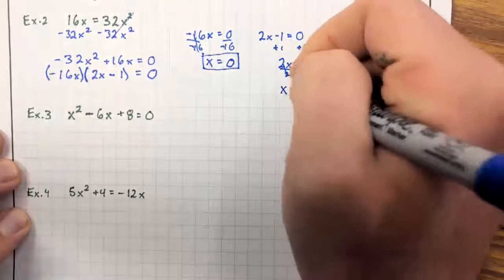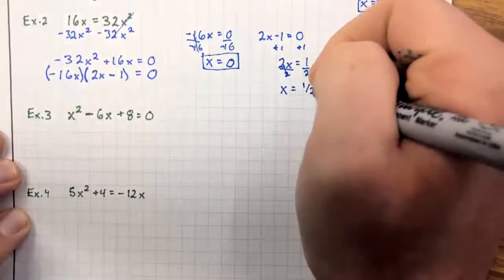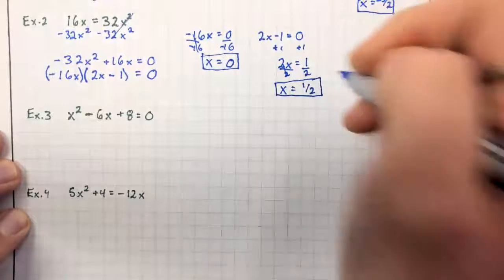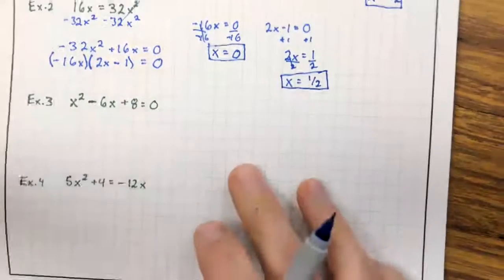X equals positive 1/2. You could do 0.5 if you wanted. I'd rather just leave it as a fraction. All right, hey, moving on.